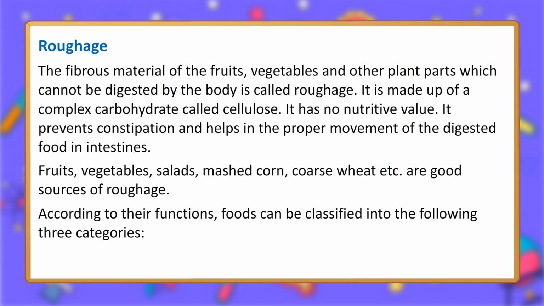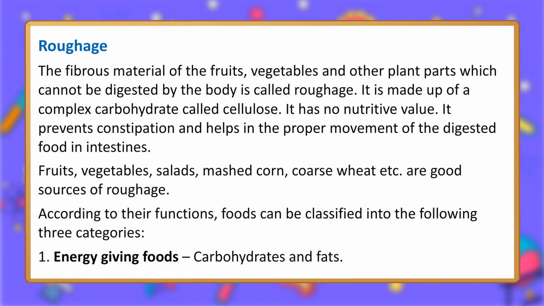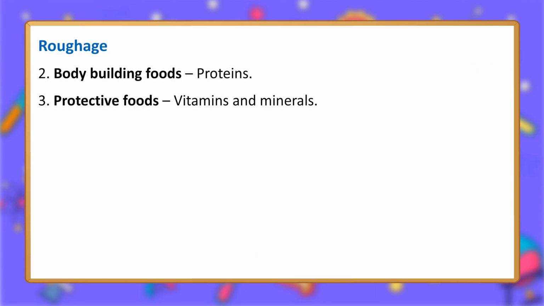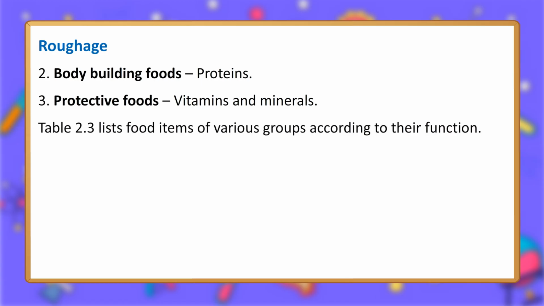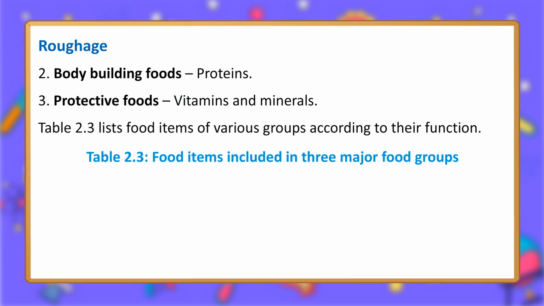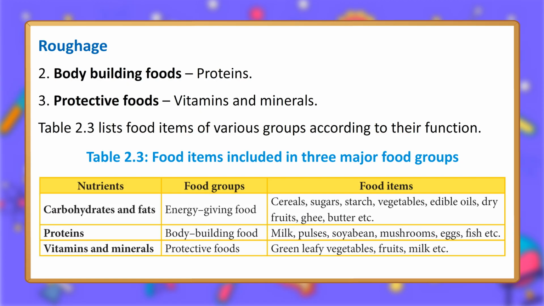According to their functions, foods can be classified into the following 3 categories. Energy-giving foods: carbohydrates and fats. Body-building foods: proteins. Protective foods: vitamins and minerals. Table 2.3 lists food items of various groups according to their function. Table 2.3, food items included in 3 major food groups.